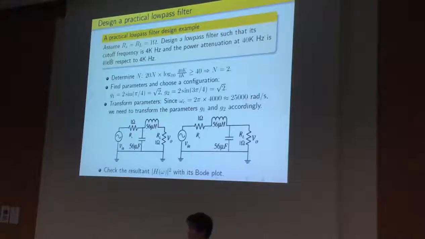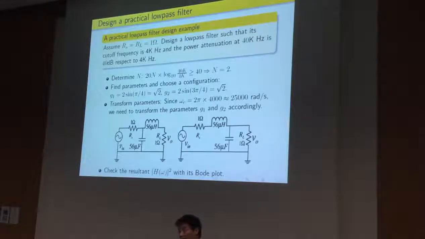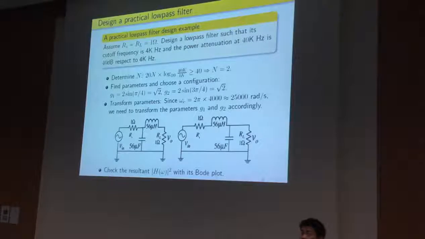If we're talking about pi type, then G1 is a capacitor, G2 is an inductor. So the corresponding values are this one and this one. If you want to choose your T type, then the first one is an inductor, the second one is a capacitor. The corresponding values, this and this. You can choose either of them. They have the same transfer function.